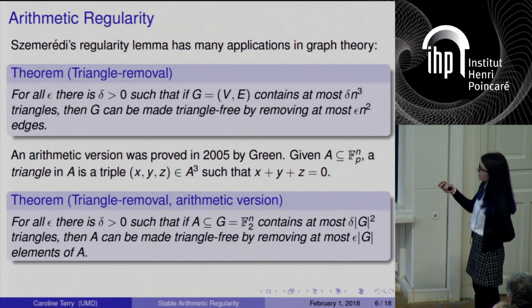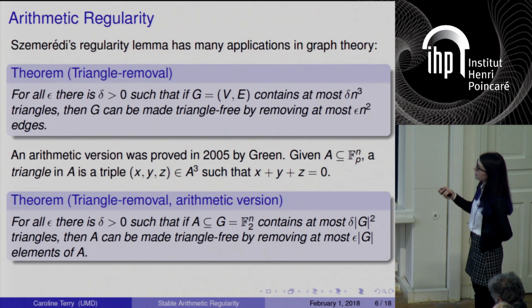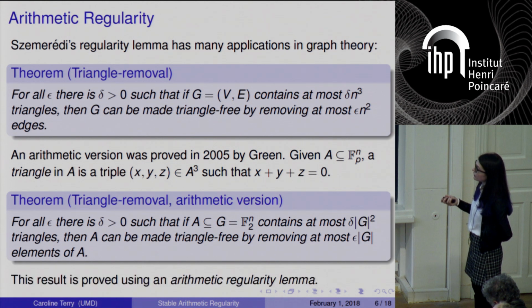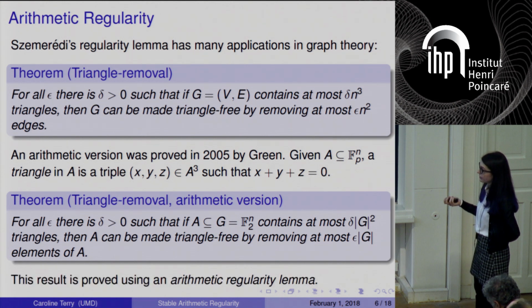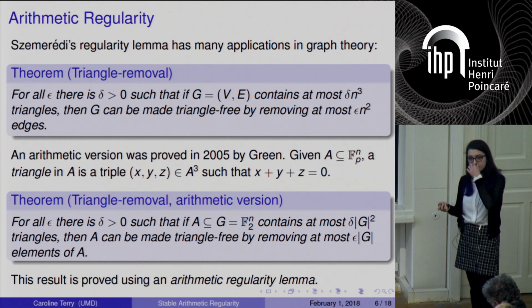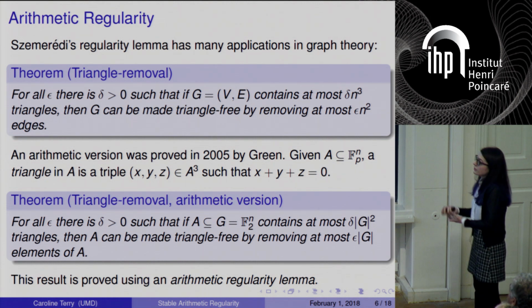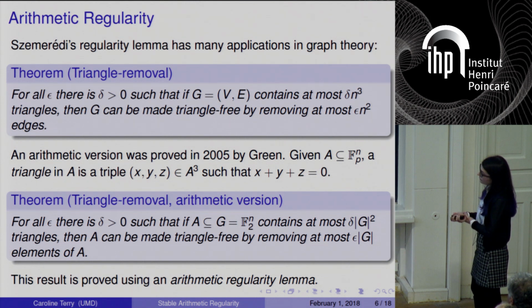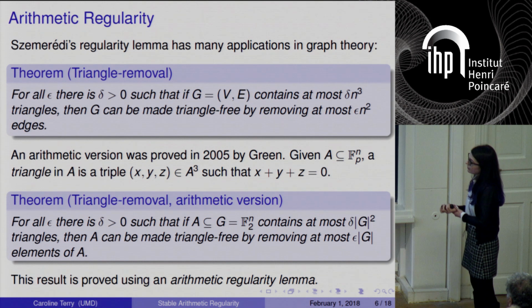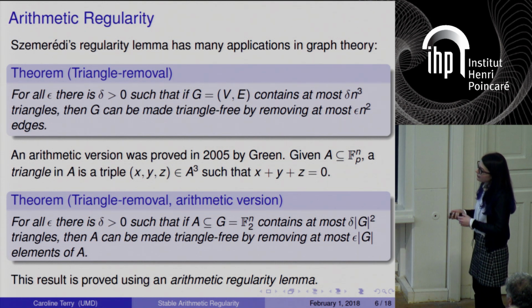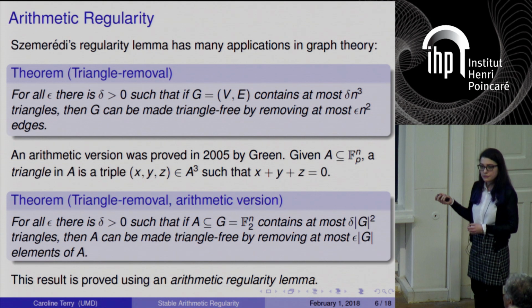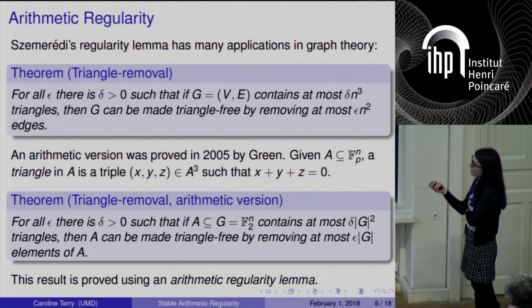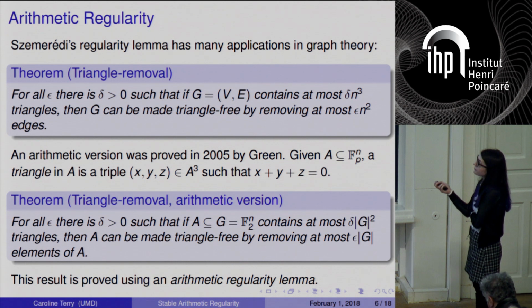Okay, and so this is the type of thing which could be useful if you're interested in understanding things about subsets of these groups. And so this result was proved using something called an arithmetic regularity lemma. Okay, so what I'm going to do now is we're going to go over what an arithmetic regularity lemma looks like, and then, as the title suggests, we'll see a stable version. Okay. So now I need to tell you what is an arithmetic regularity lemma.